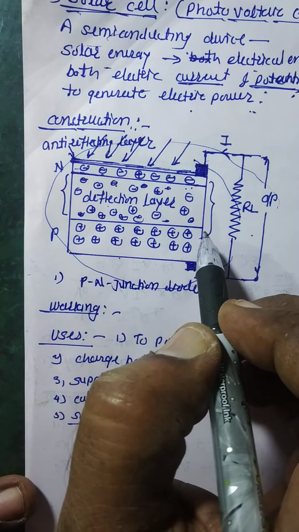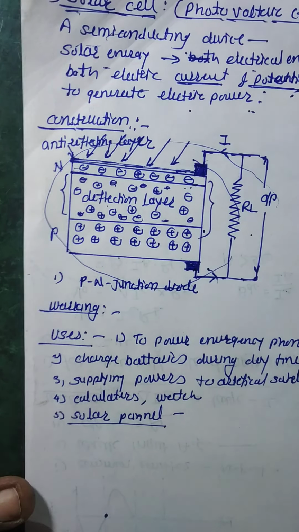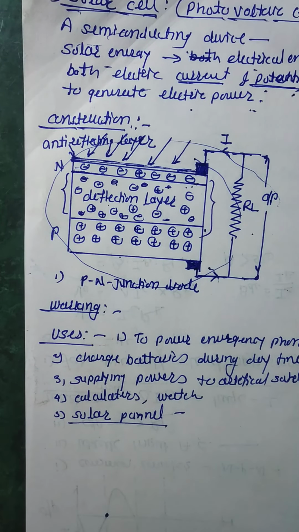When this diode is connected to a load resistance, current flows through the load resistance. Uses: to power emergency phones on express highways. Solar cells are used to charge batteries during the daytime, so that they can be used at night.